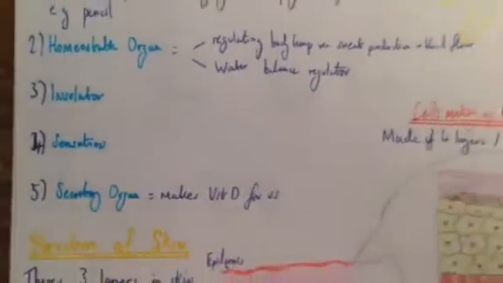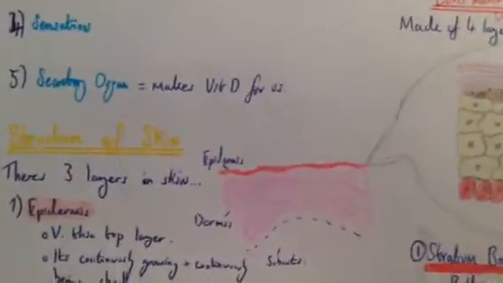It's an insulator, also a sensation, and a secretory organ. It makes vitamin D for us, and we'll come to that later as well.